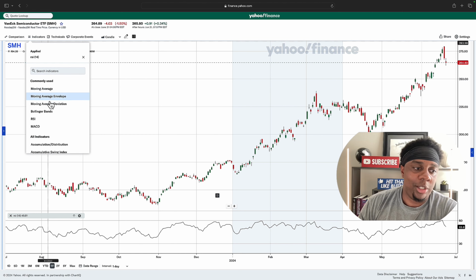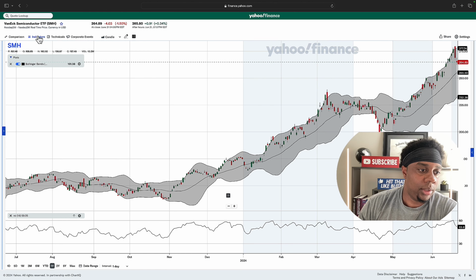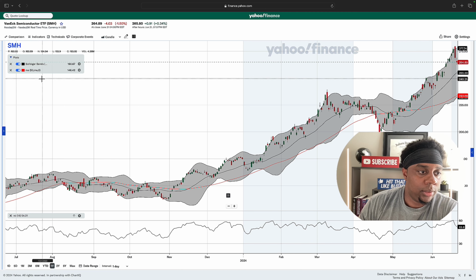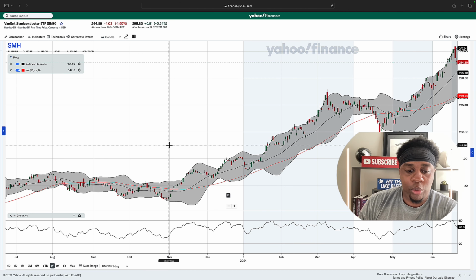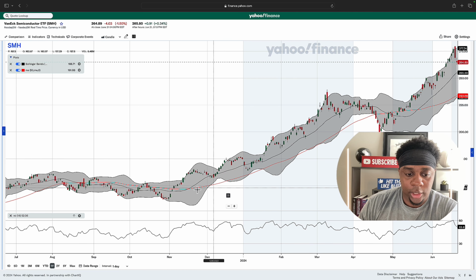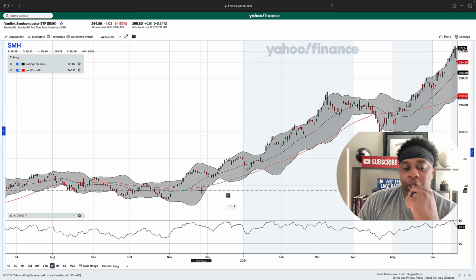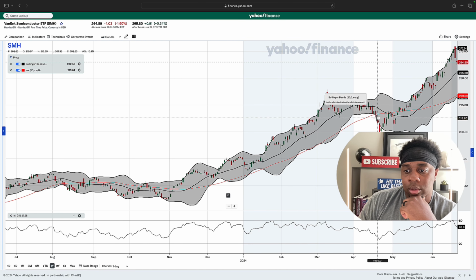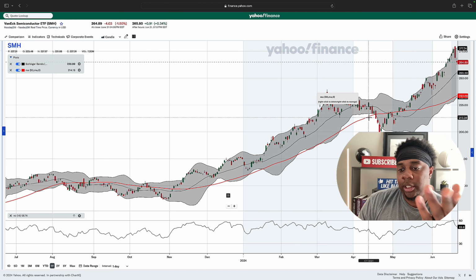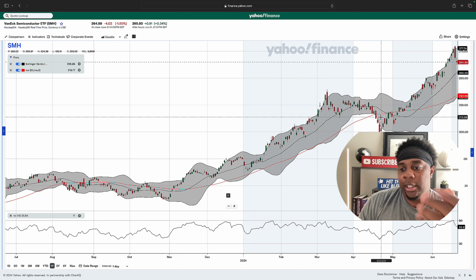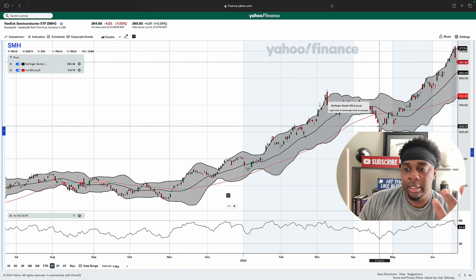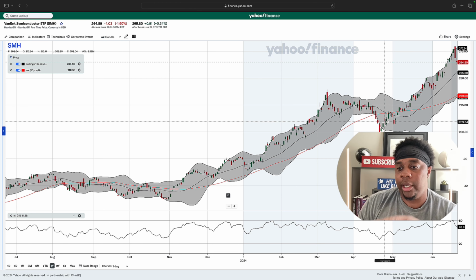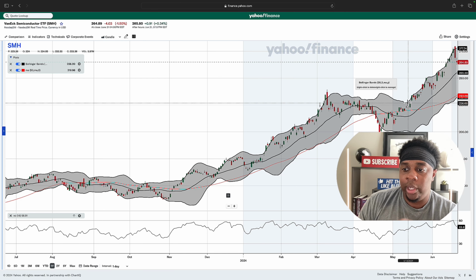So I'll add the Bollinger Bands back, and then the moving average. So this is the 50-day moving average. And you see how you can use it as an opportunity to buy. So essentially, anytime it's under the 50-day moving average, if you place a call, you increase the odds of it working out and eventually riding that wave back up.